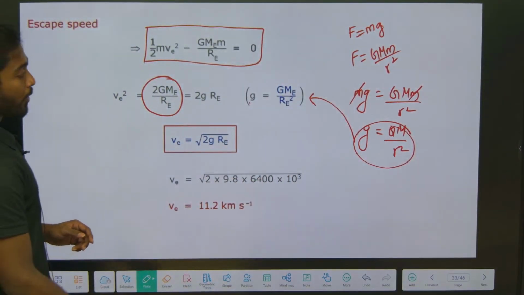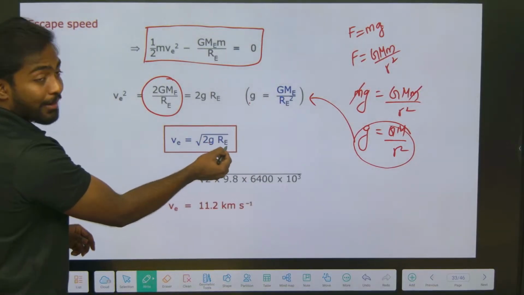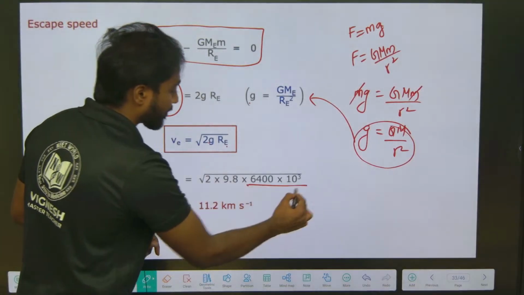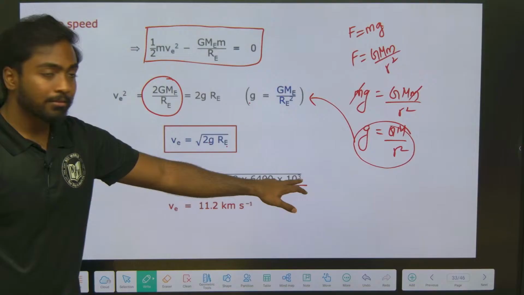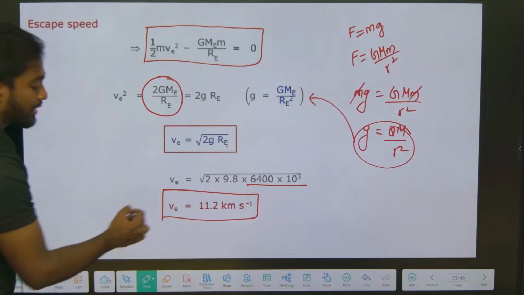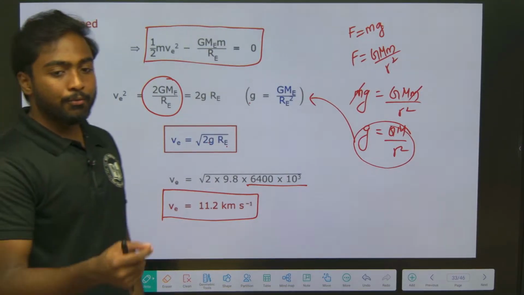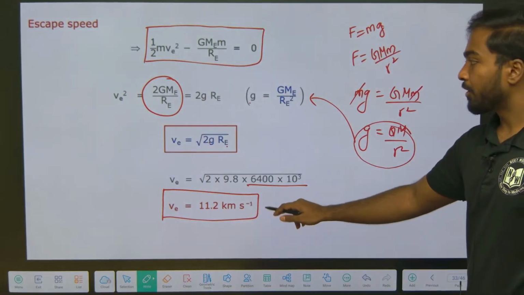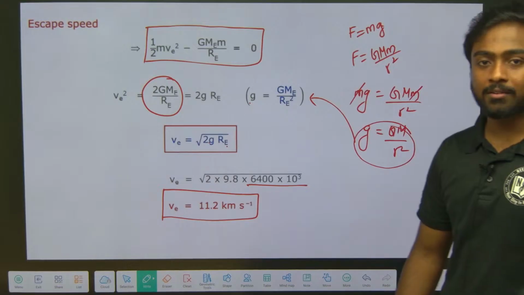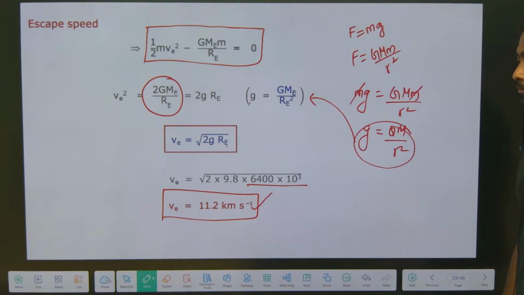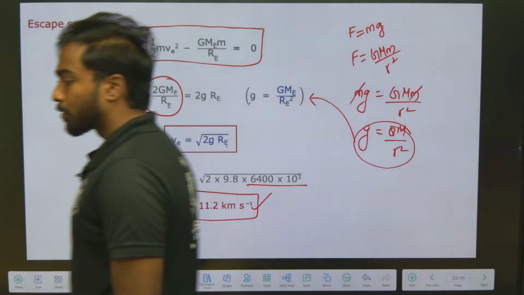So we know the value of g and the value of r also: 9.8 meter per second square, and the value of r is 6400 into 10 power 3. When I calculate, we get a velocity of 11.2 kilometer per second. So if I throw an object with 11.2 kilometer per second, the object will escape from the surface of the earth. This is the escape velocity of the earth, right. You can take a note of this.